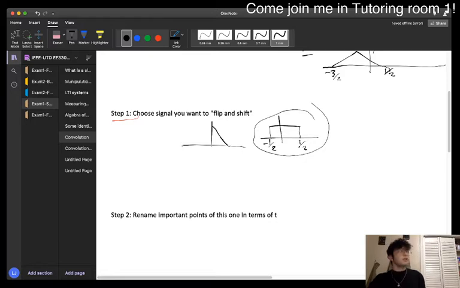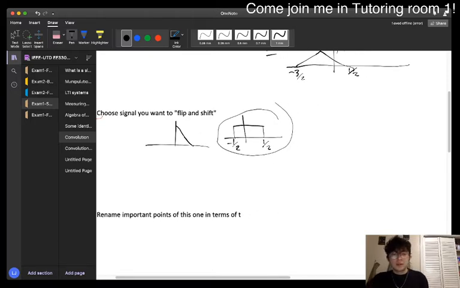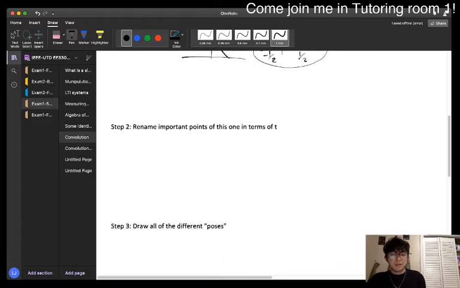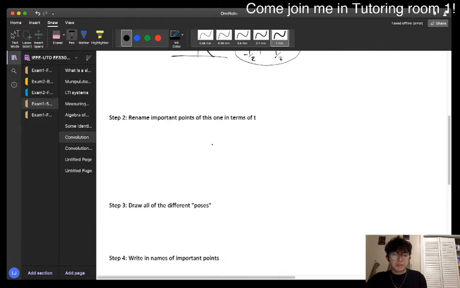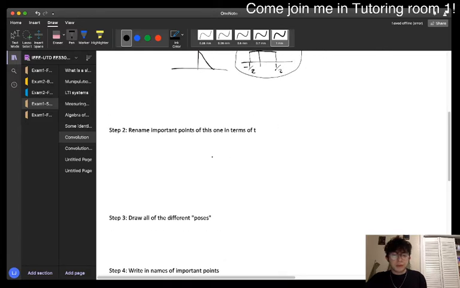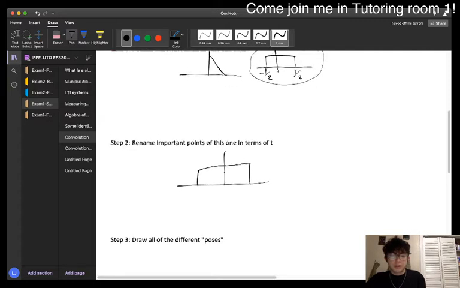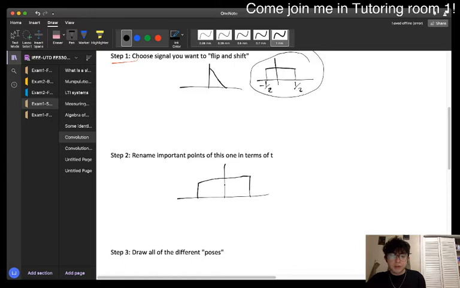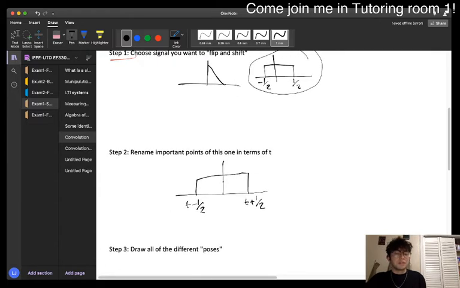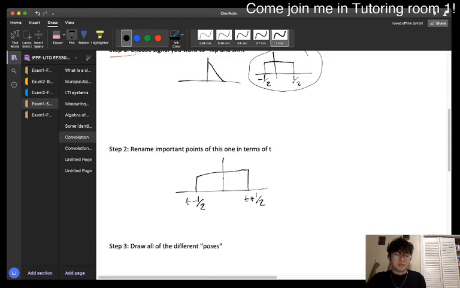So the first step is to rename the important points of our flip and shift signal in terms of t. What I mean by this is add t to both of these endpoints, so t plus 1/2 and t minus 1/2. I just added t. This is what we're going to be moving around.